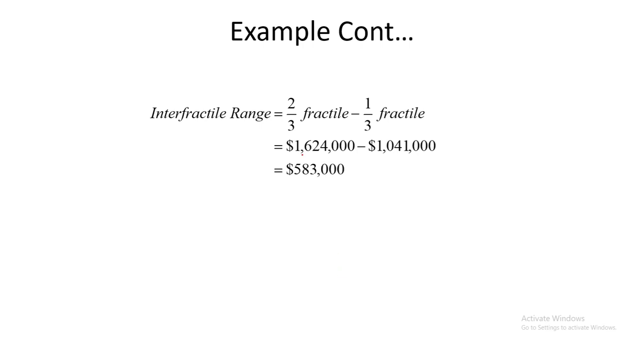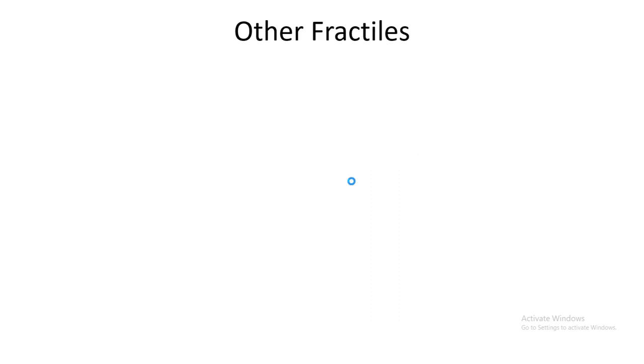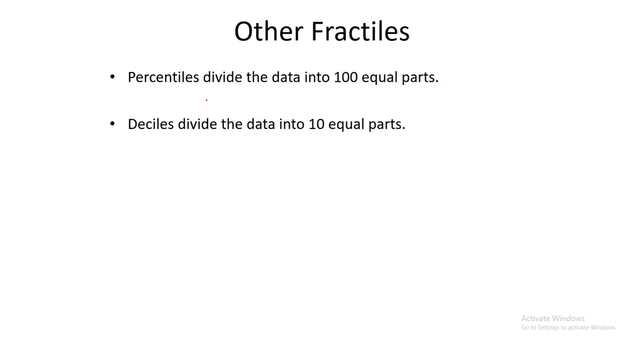So this was 1624 and 1041. They were the fractiles. If you take the difference, this gives you the interfractile range. Other fractiles are percentiles and deciles. Percentiles are written as P and deciles are written as D.